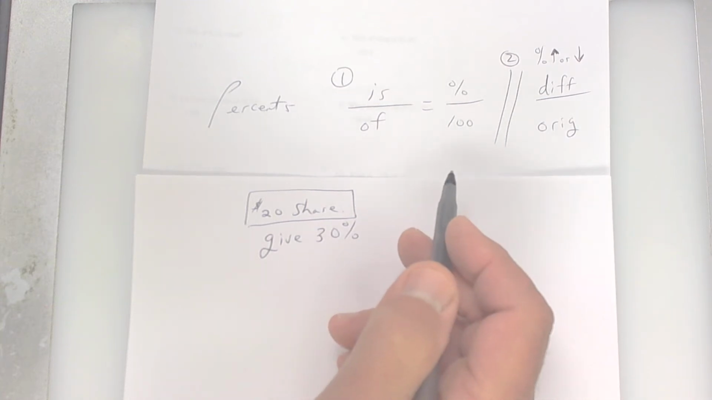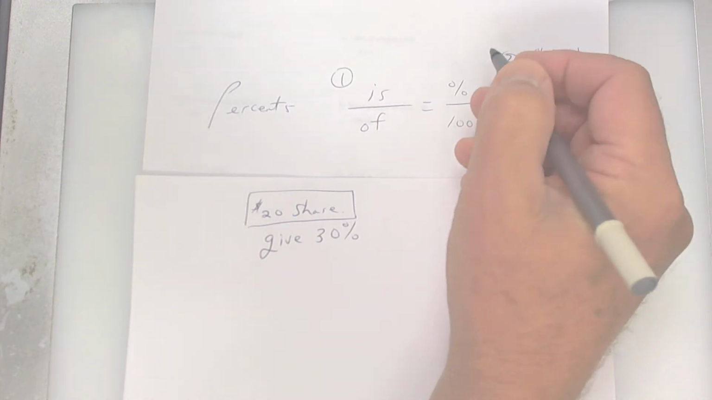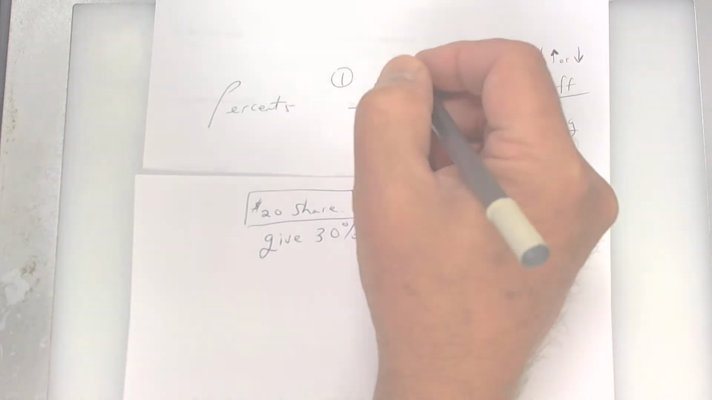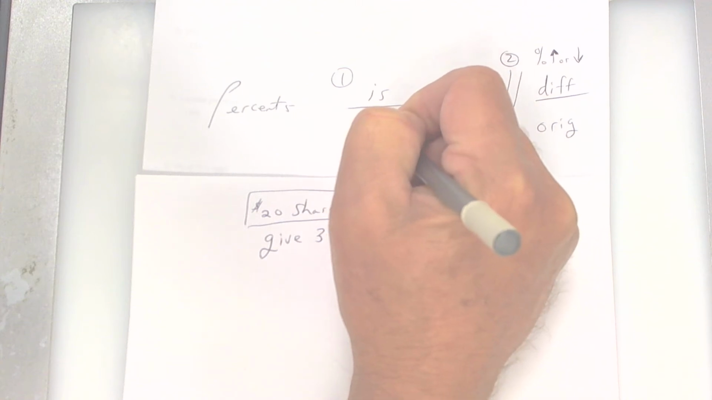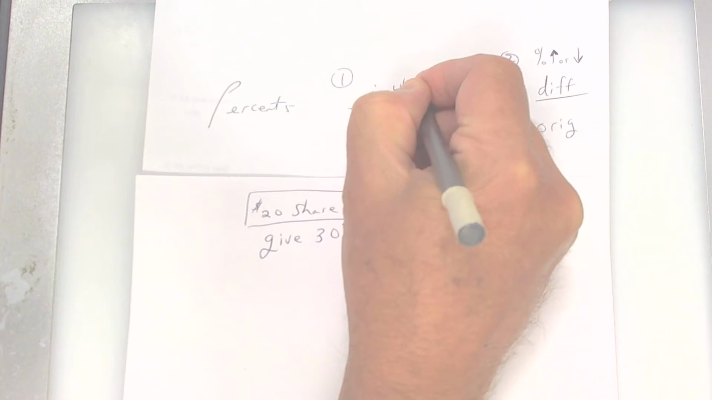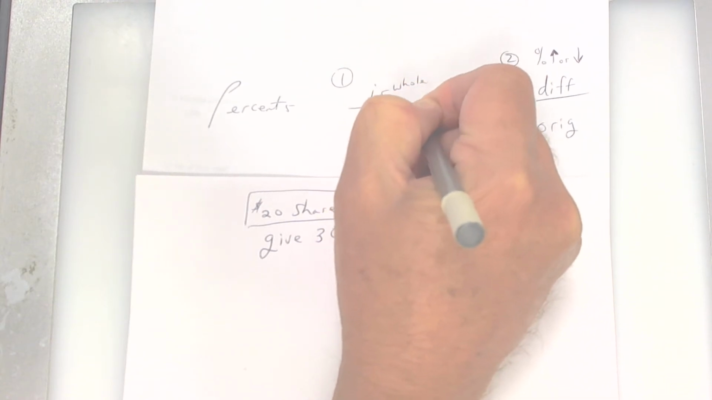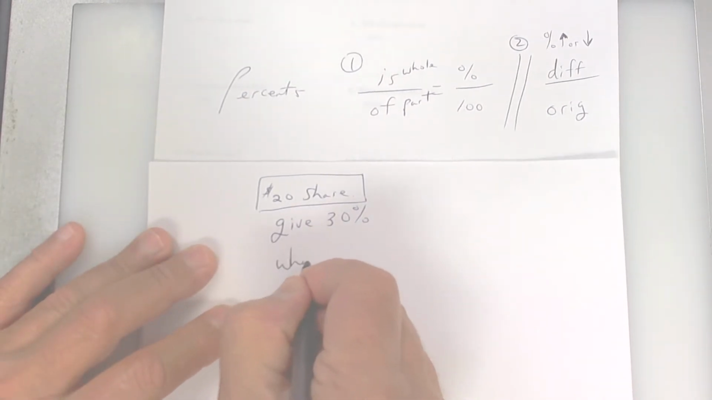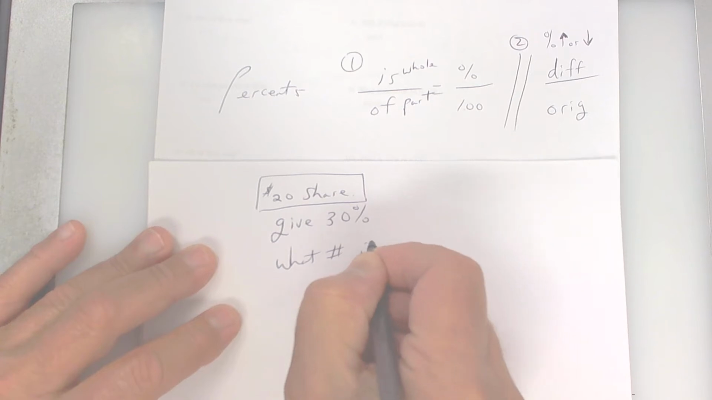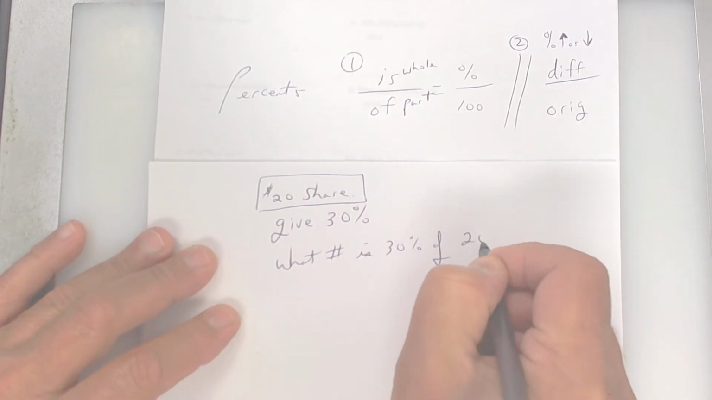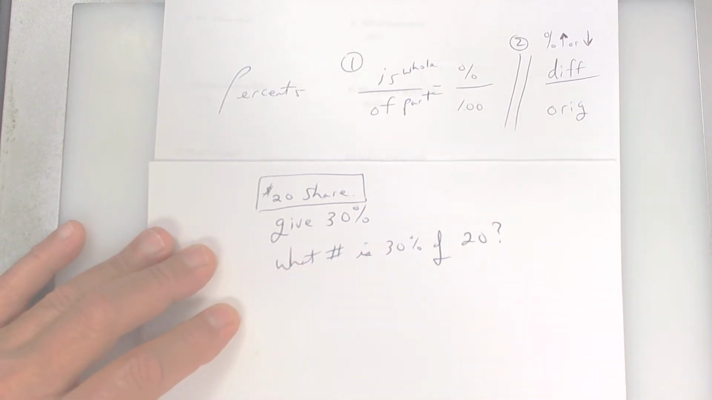Memorize that. Well, the question is, this is the whole and the part. Is over of. So is the part. Let me try that again. Part over whole, and that's from my memory. Let me make sure that's right. So what number is 30% of $20? Okay, that's the way you would write it.